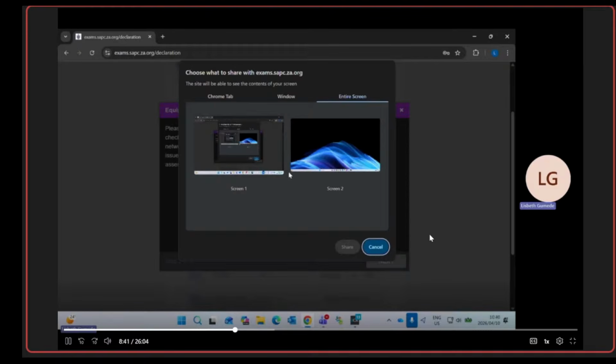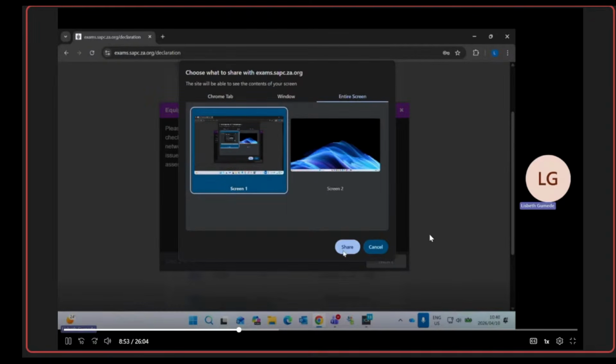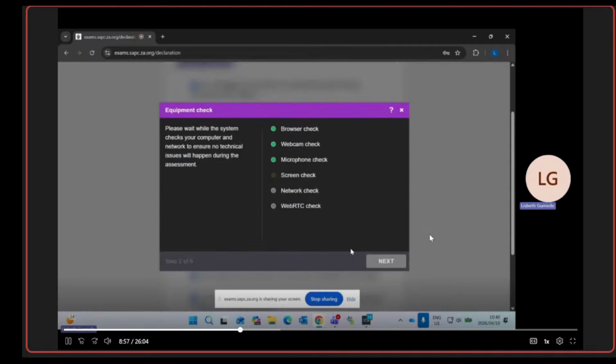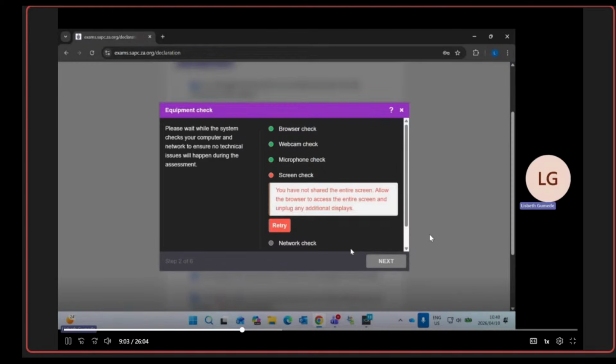But remember that we say that we must be able to see everything that you're doing. So if you have two screens and you're only able to share one, that technically means that we're not able to see screen 2, right? So if I choose the first screen, which is my busy screen, and I click share, I will definitely fail this check, because now there's a second screen that is not being shared and therefore not being monitored, meaning that I could do something else on the other screen, which is not part of the investigation.